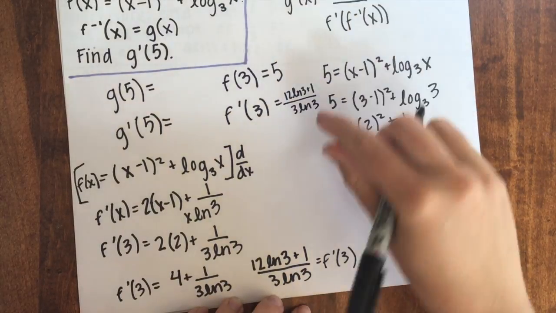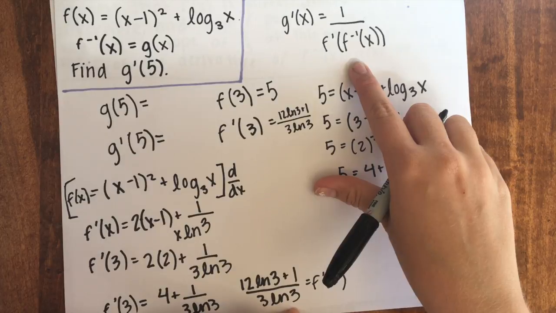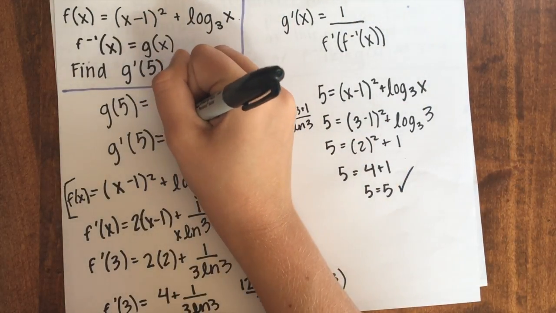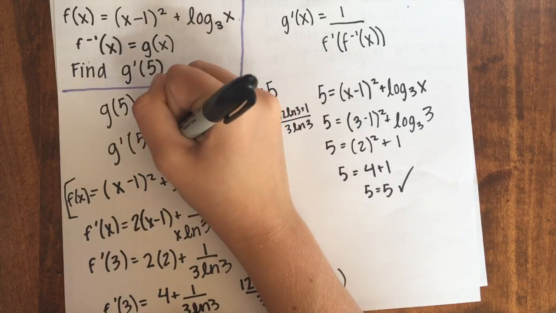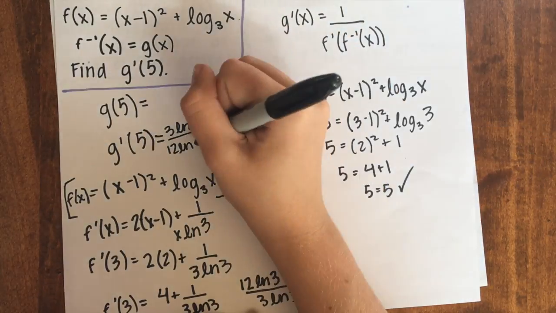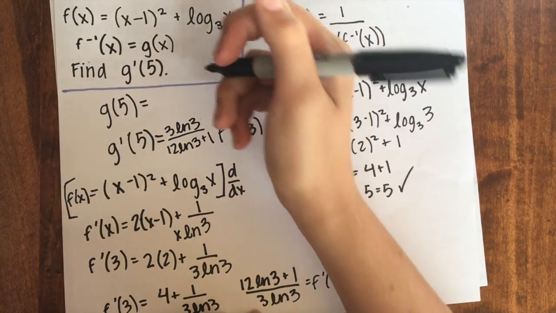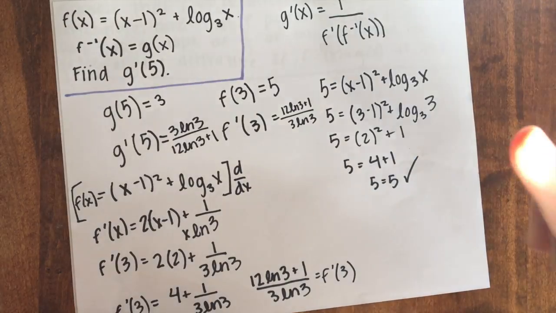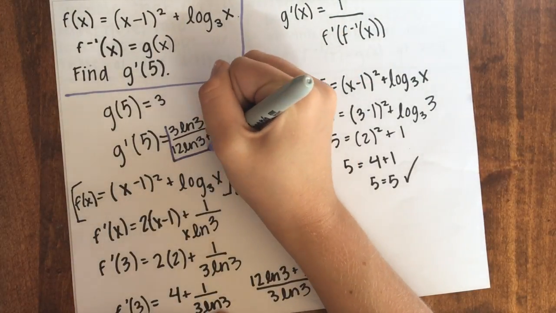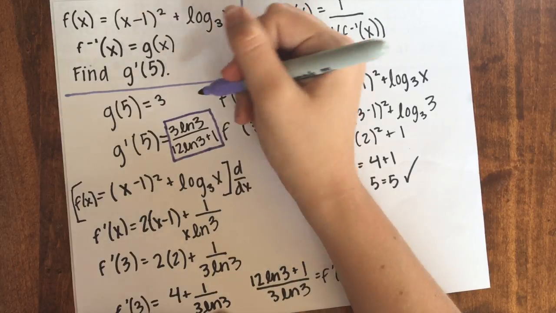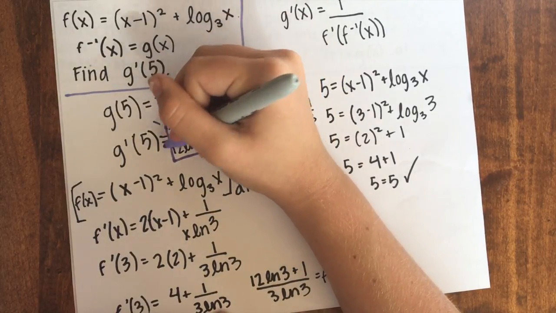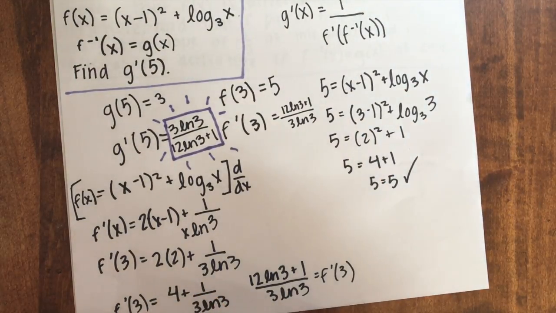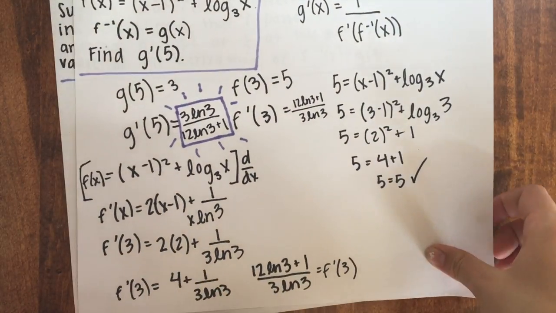And since we know, because the formula is given, that g prime of x equals 1 over f prime of the inverse of f of x, we can just reciprocate the answer we got for f prime of 3. And so for g prime of 5, we get 3 ln 3 over 12 ln 3 plus 1. And I'm just going to leave the values exact here. So that's our answer. An important thing to note is that for this problem at least, we could have just solved for the equation of g prime of x, like we did in the previous problem that I showed you.